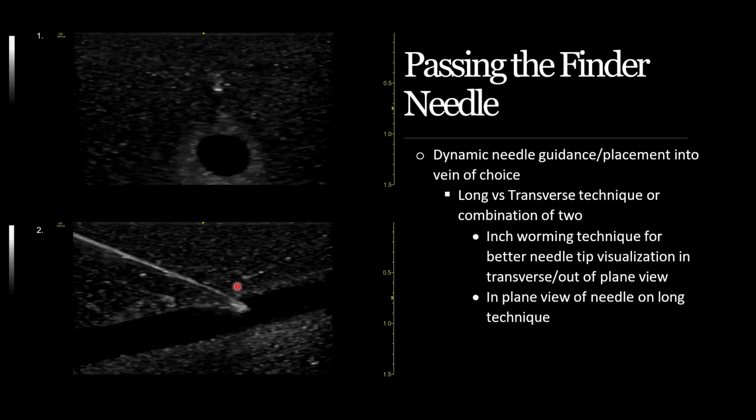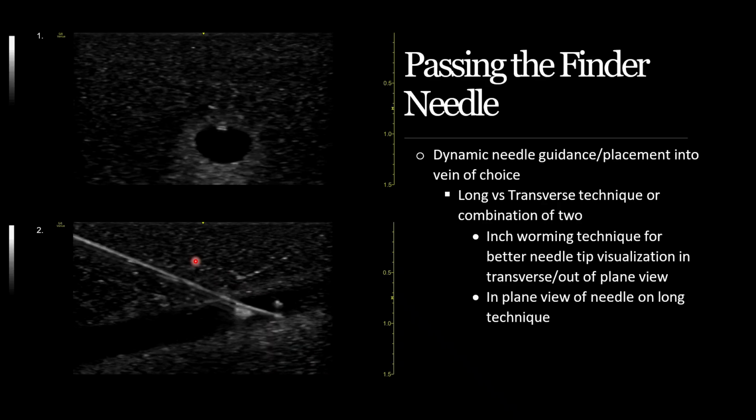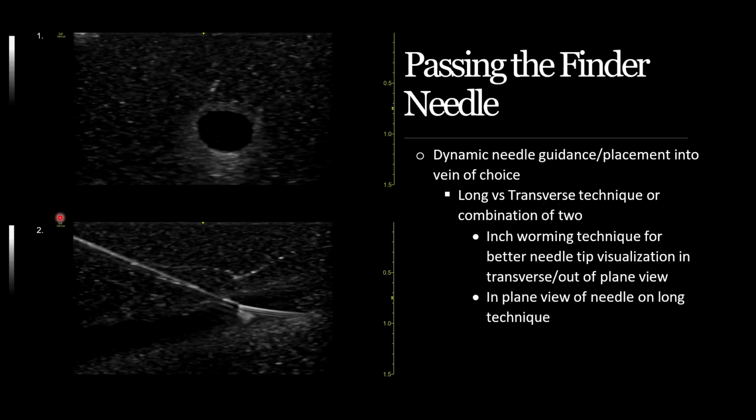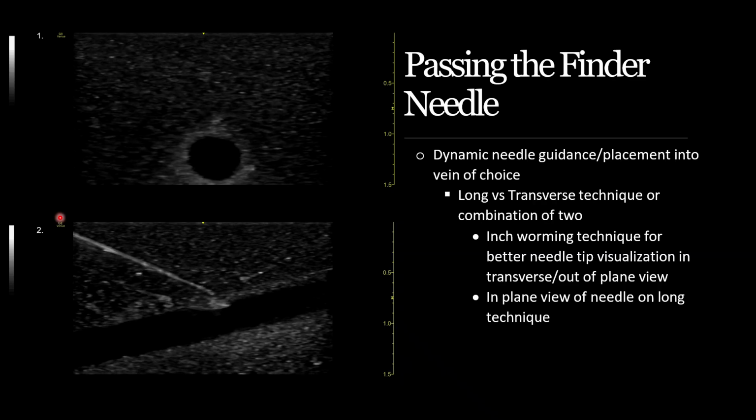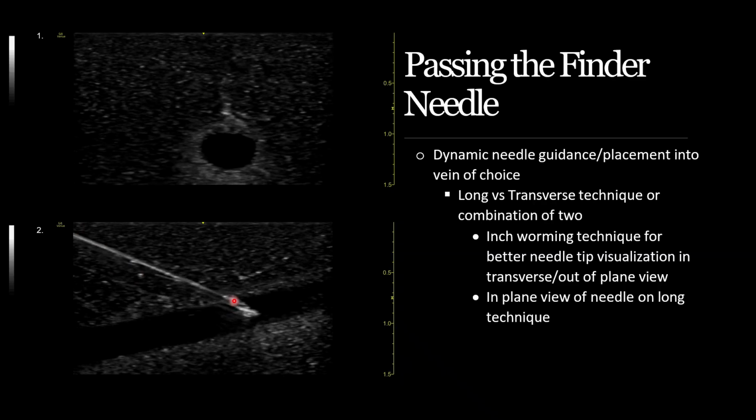Once you puncture the actual vessel lumen, same thing. Make sure to occlude the needle with your finger if you don't have a syringe on it. If you have a syringe, the blood will flow back and flash. Then you would remove the syringe and pass your guide wire through the finder needle.